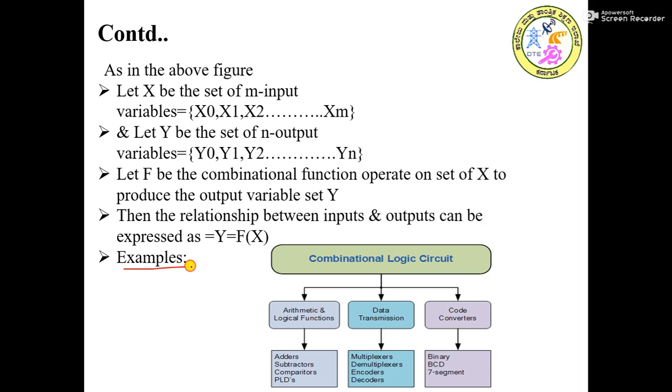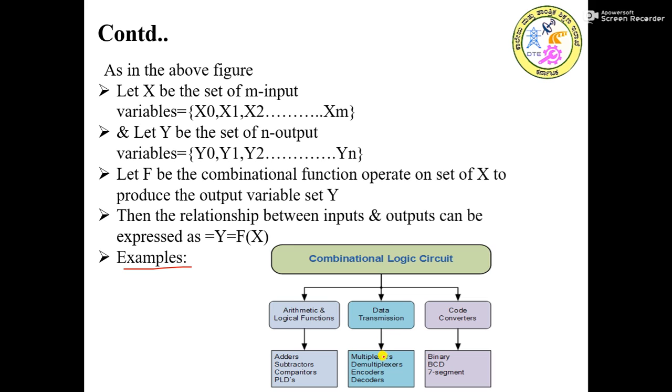Now, what are the examples of combinational logic circuits? As we discussed in the first slide, the overview of the chapter, multiplexers, demultiplexers, encoders, decoders, these are all combinational logic circuits only. These can be classified into subsections like arithmetic and logic functions. You can have adders, subtractors, comparators, and programmable logic devices.